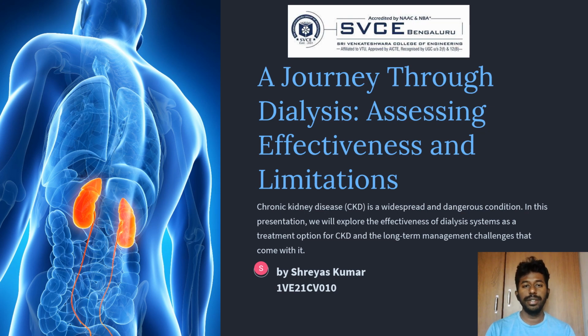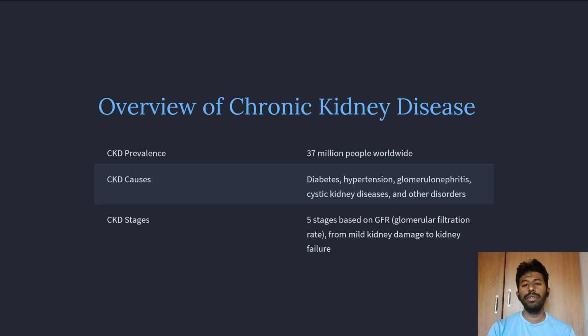So let's begin. In this slide, we'll be looking into the overview of chronic kidney disease. Over 37 million people around the world have these diseases. So what causes these diseases? Diabetes, hypertension, cystic kidney diseases, and many other diseases cause chronic kidney disease. There are basically five stages based on GFR, which is known as glomerular filtration rate, from mild kidney damage to kidney failure. So let's move to the next slide and see.